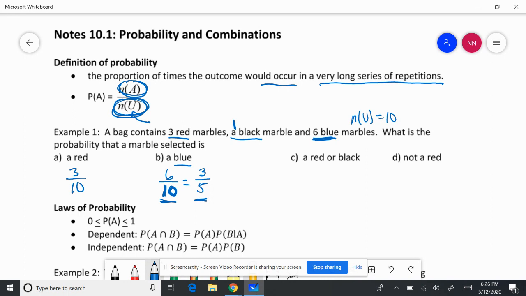For letter C, a red or a black. We know that there are 3 red and 1 black, so that would be a total of 4 out of 10. Or if you want to reduce it, 2/5. Not a red. So we're going to look at the complement. The complement is when we subtract. If there are 10 and we know that there are 3 red, if we subtract 3 from 10, we know that there are 7 that are not red out of 10.